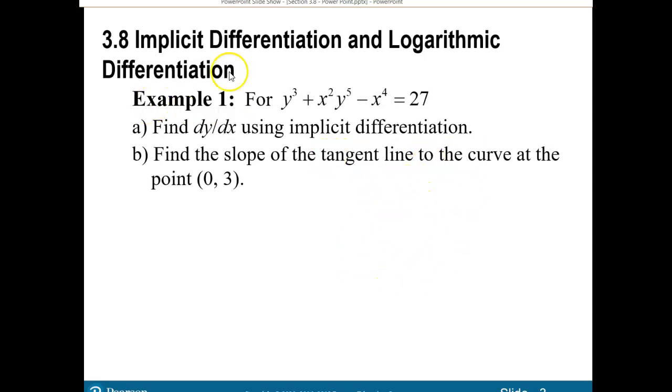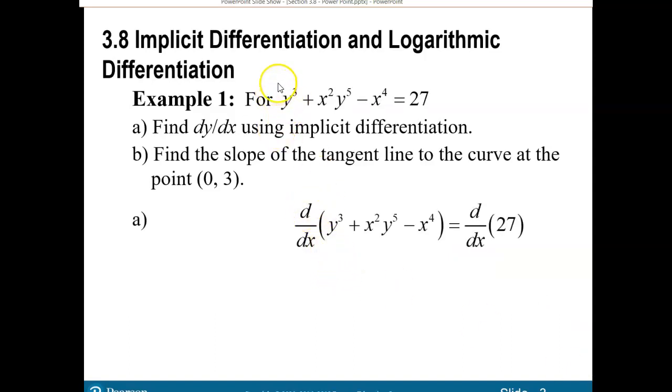Before we can do that, we have to find our dy dx. So we're going to take the derivative with respect to x of the left side, y cubed plus x squared y to the fifth minus x to the fourth, equals, and then also take the derivative with respect to x of the other side. So differentiate both sides with respect to x.